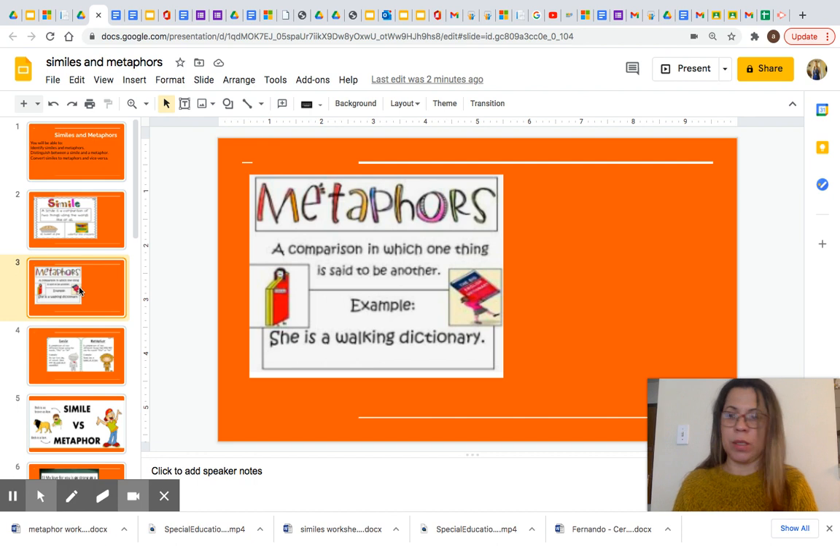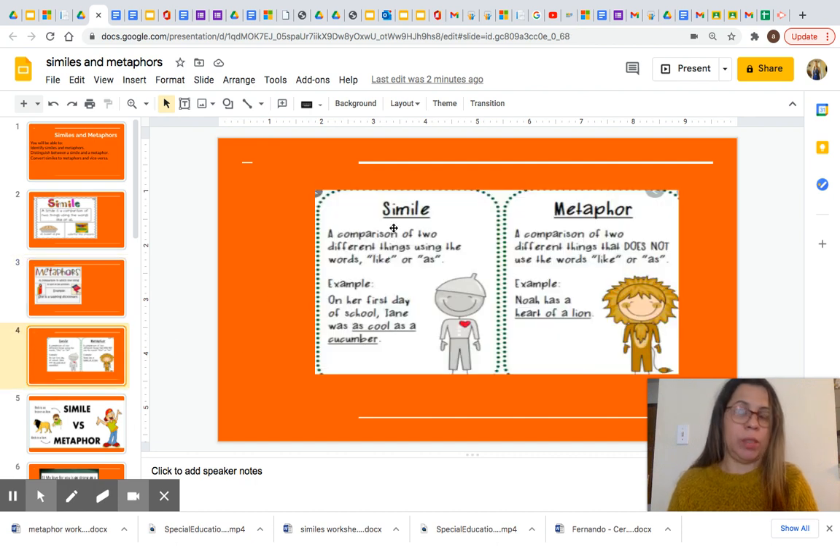Now, let's look at metaphors. A metaphor is a comparison in which one thing is said to be another. Example, she is a walking dictionary. In this example, there is no as or like. For this reason, this example is a metaphor.